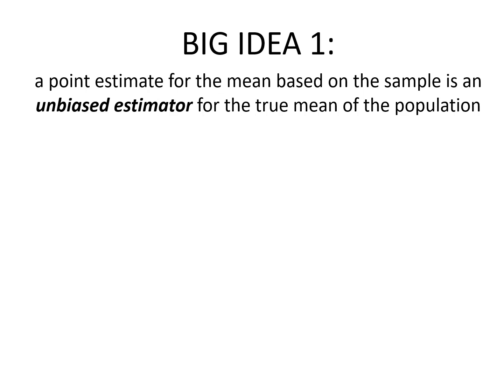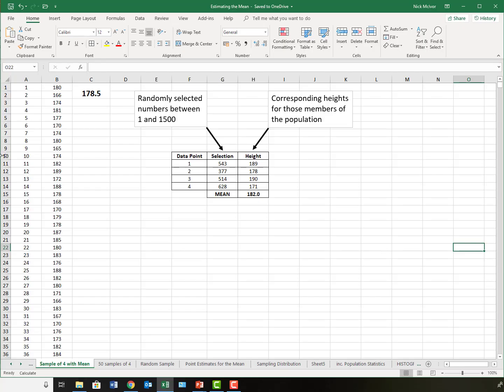Provided you take a random sample, a point estimate for the mean based on that sample is an unbiased estimator for the true mean of the population. It's as likely to be a bit high as it is to be a bit low. Right, let's go back to my sampling frame here of 1,500 data points. There's my true mean, 178.5. Here is one of my point estimates for the mean based on a particular sample of 4.